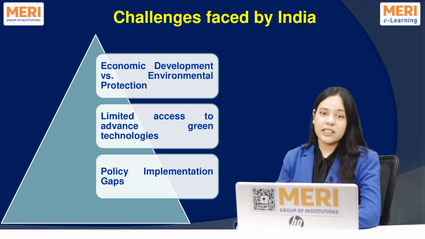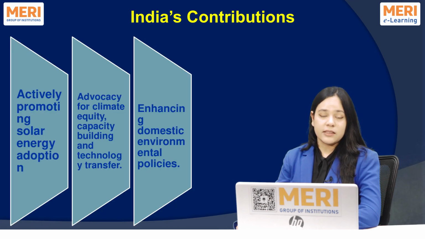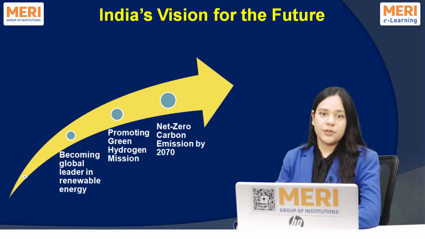However, India has taken significant strides toward sustainability through initiatives such as the International Solar Alliance, which promotes renewable energy and fosters climate equity and technology transfer. India has also committed to achieving net zero carbon emissions by 2070 and aspires to become a global leader in green hydrogen, an alternative to fossil fuels with diverse applications in industry and transportation. India's approach reflects its commitment to sustainable development, equity, and climate justice.